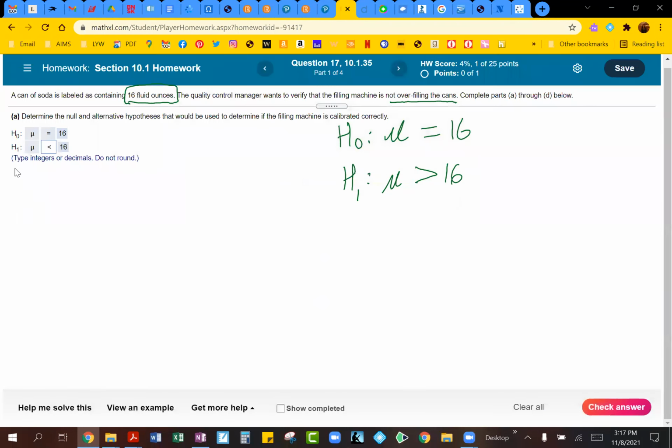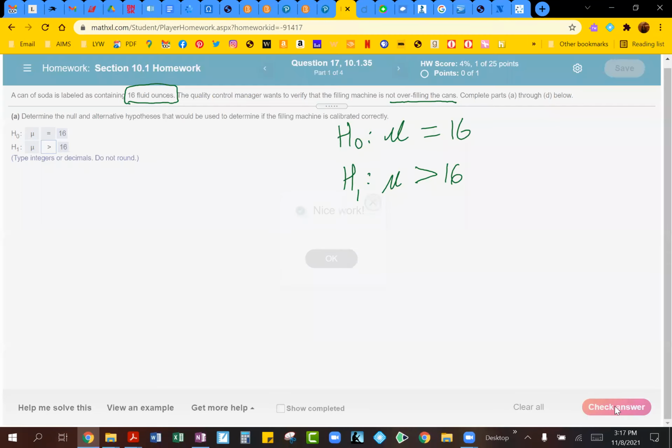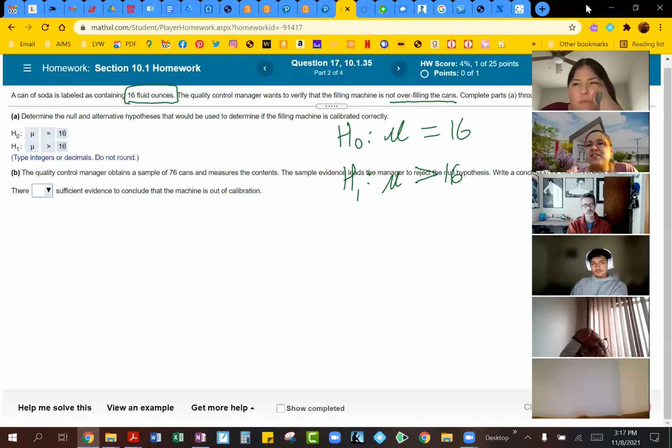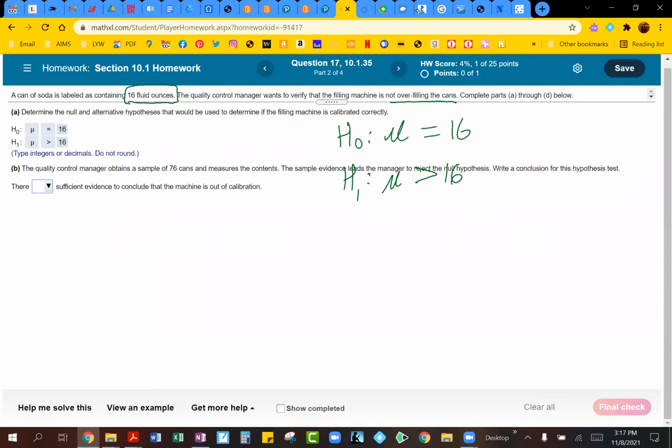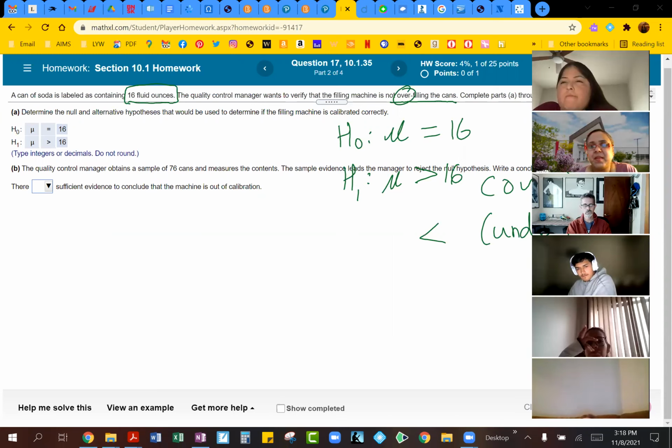Yeah, see, and that's where I was unsure. So let's try with greater than. Now, as you can see, everything else it accepted, but that one box. So if it actually said underfilling, guys, that's when you would have used the less than symbol. Since they're specifically talking about overfilling, we're going with greater than. If it was underfilling, you would go with less than.